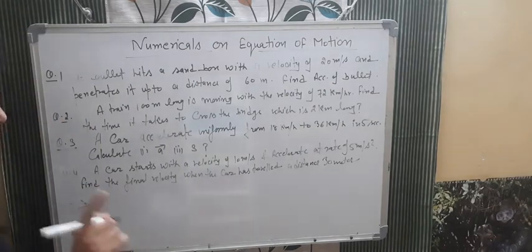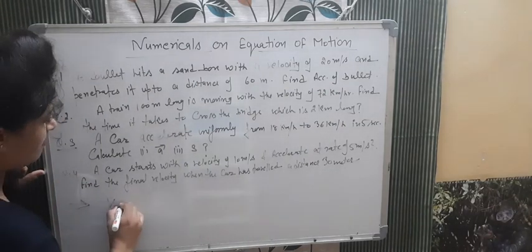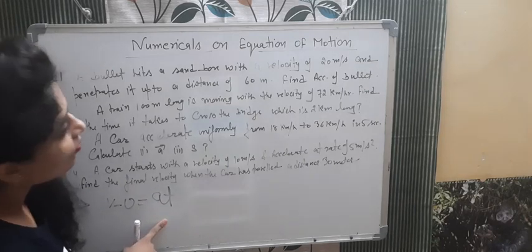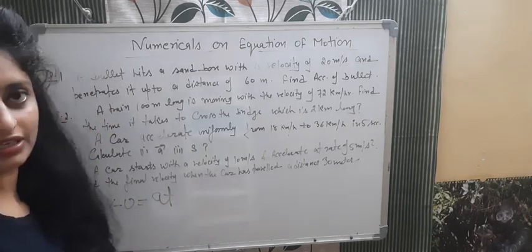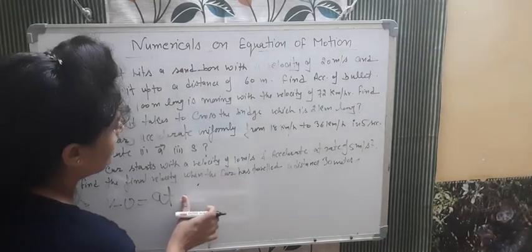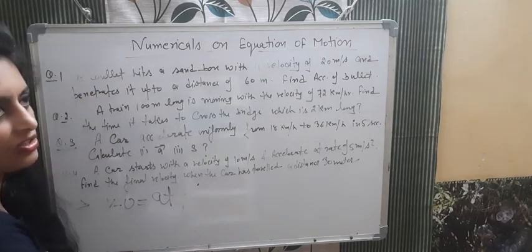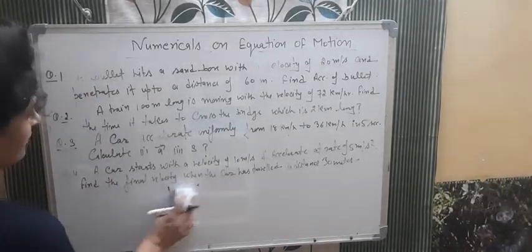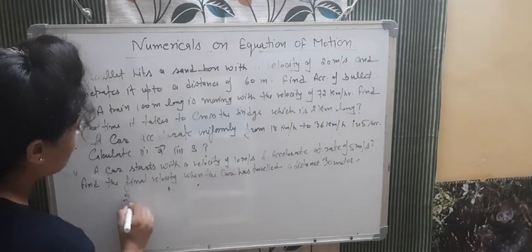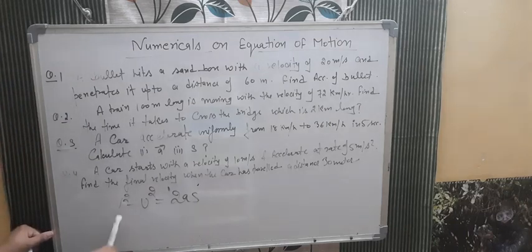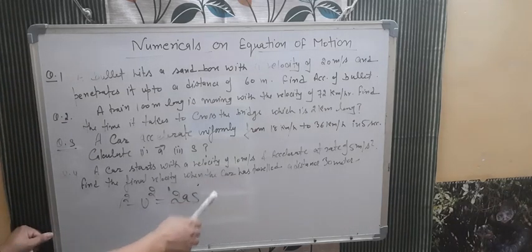For question number 1, could we apply V minus U is equal to AT? What is not given? Time is not given here. We don't know the time, so we cannot apply it. The second equation, S is equal to UT plus half AT square, again involves time, so we cannot apply it. The third equation is V square minus U square is equal to 2AS. V we know, U we know, S we know. We can apply this equation and solve for the answer.